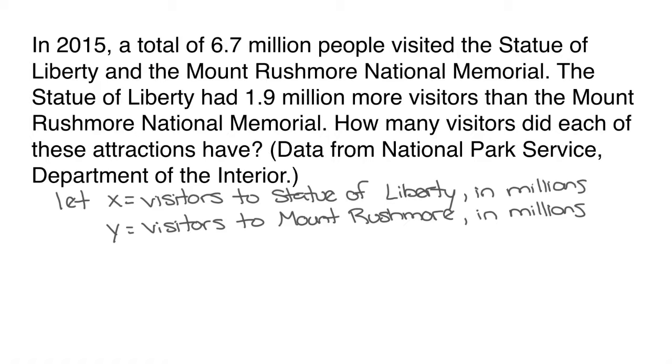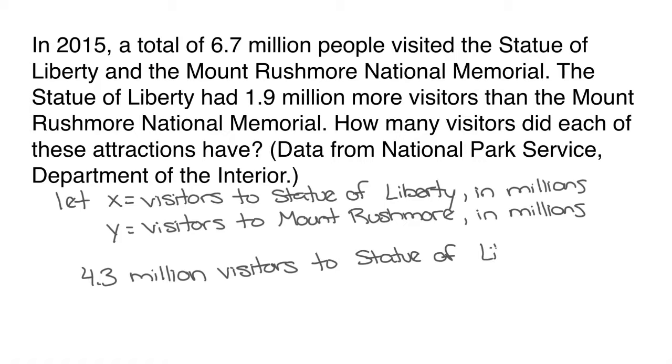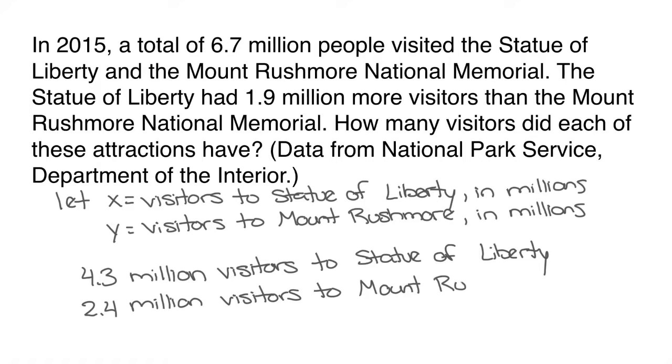Since x is 4.3, we know that 4.3 million people or visitors went to the Statue of Liberty in 2015. And since y is 2.4, we know that there were 2.4 million visitors to the Mount Rushmore National Memorial in 2015.